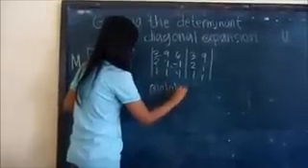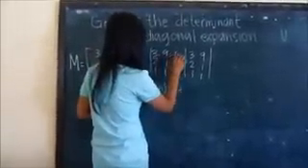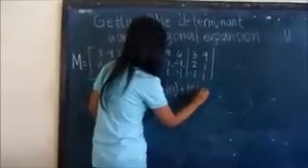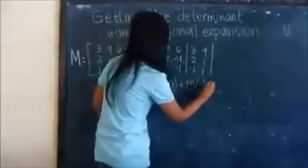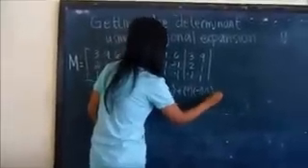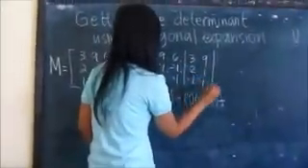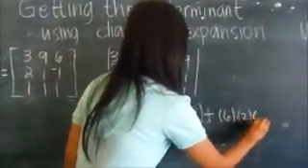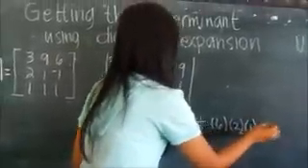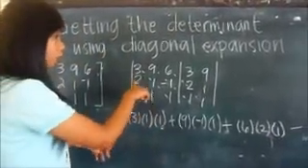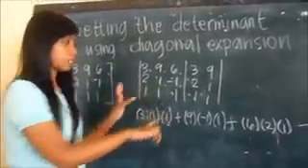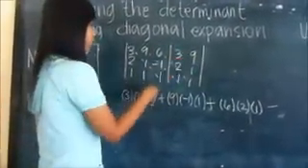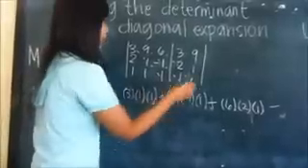Times 1, plus 9 times -1 times 1, plus 6 times 2 times 1. After we multiply all the numbers in the left side, we will now multiply the set of numbers diagonally in the right side.